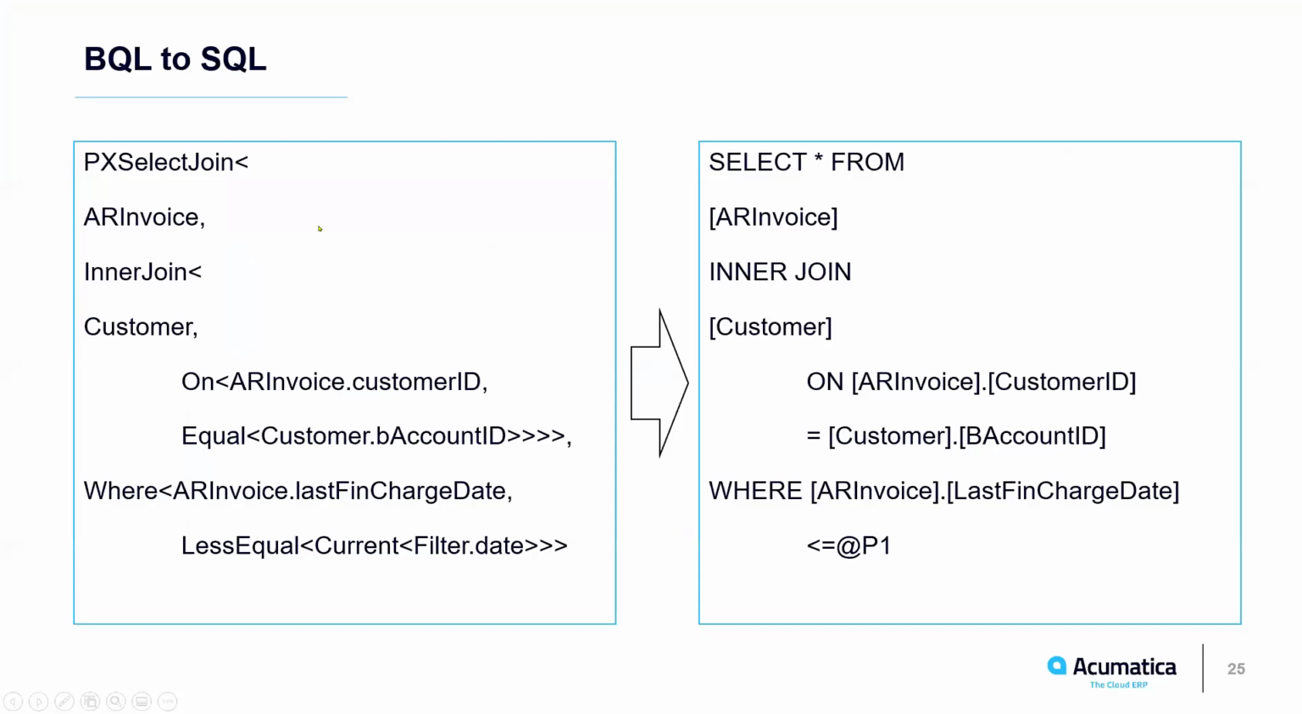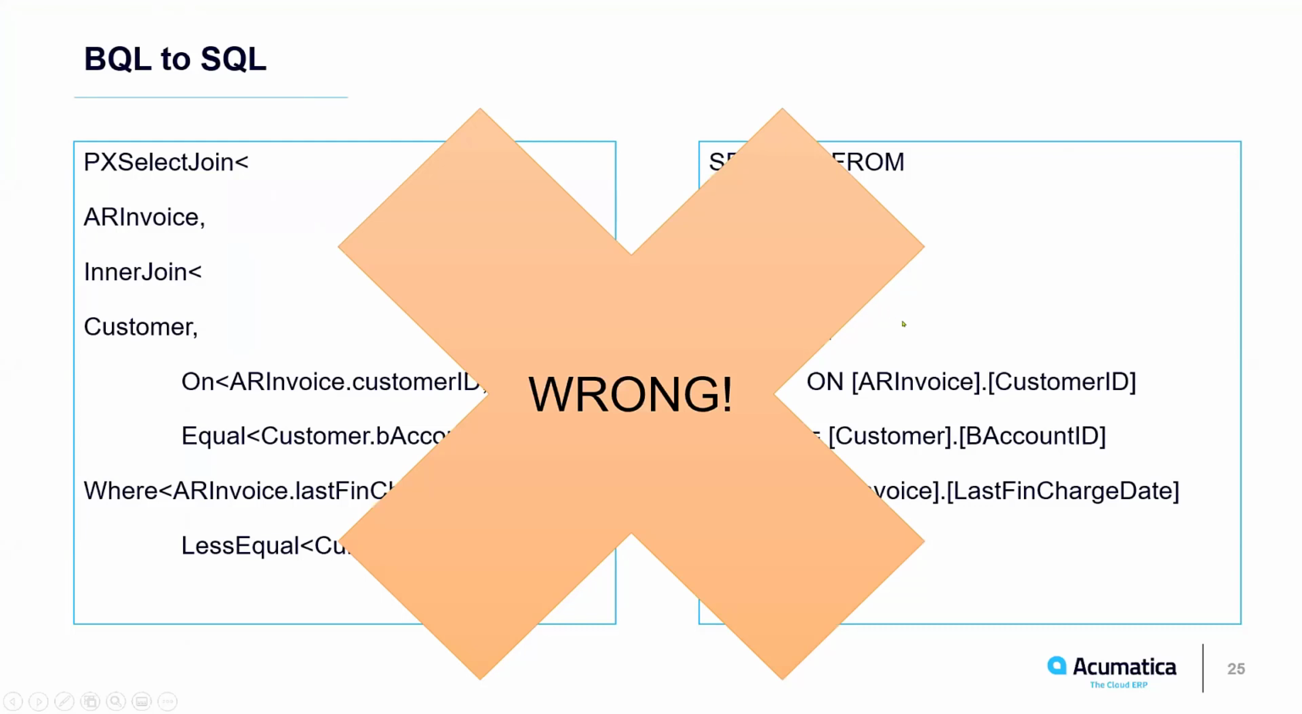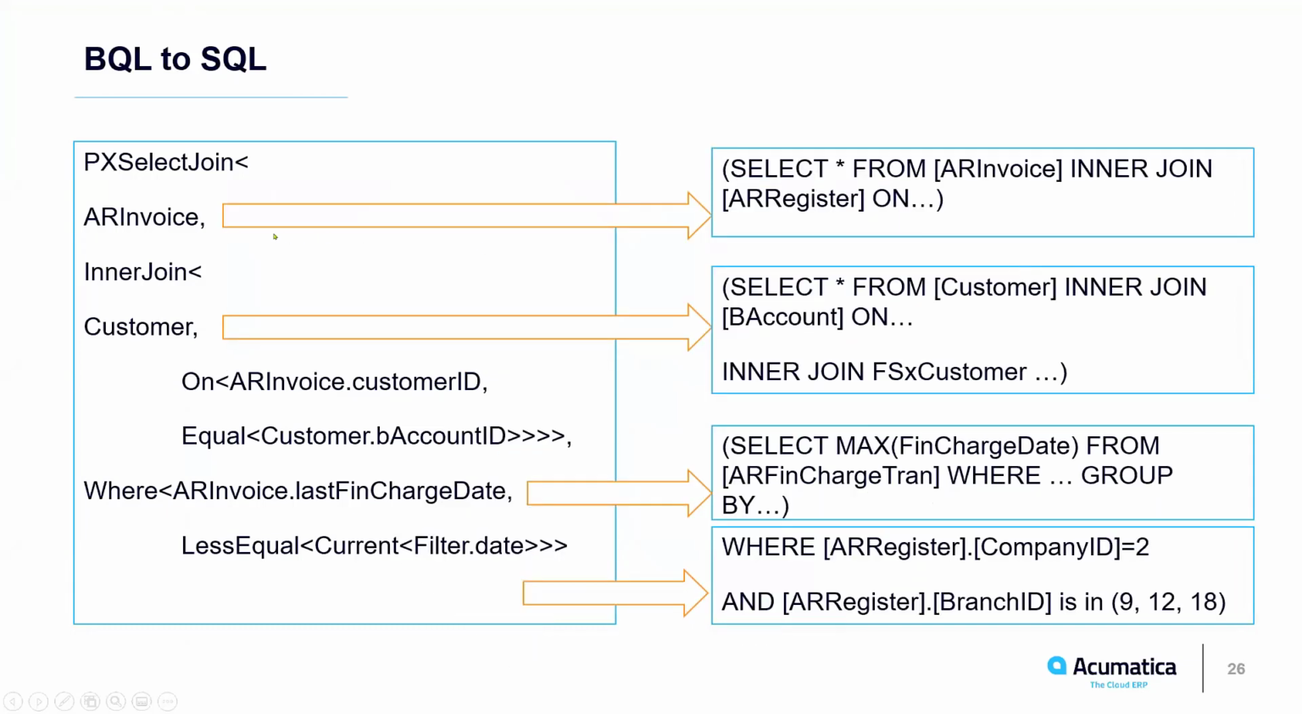So let's take an example from my slide. Here you have some BQL example. It's just select from AR invoice, inner join customer on those conditions, where fin charge date is less or equal than current date, whatever, right? And you can think, well, I can pretty much guess what the SQL would look like. Well, that is in fact wrong. Acumatica BQL is a very complex thing that introduces a lot more things to the actual SQL while generating it.